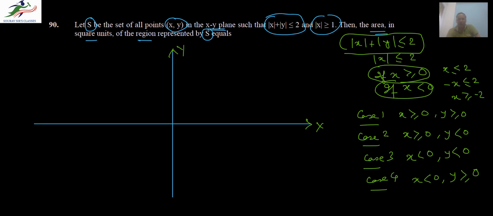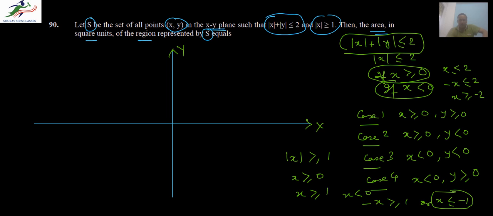And we are also given one more inequality, which is mod x is greater than equal to 1. So this can have two possibilities. X is greater than equal to 0, which would mean x is greater than equal to 1, and it can also be x is less than 0, which means that minus x is greater than equal to 1, or x is less than equal to minus 1. So these are the possibilities that can happen.